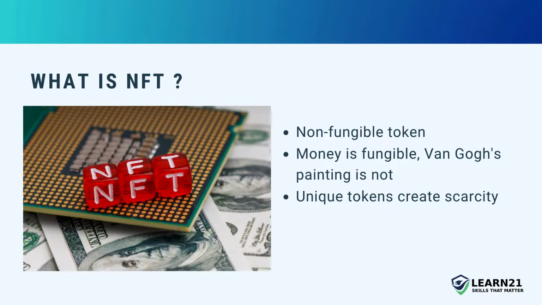But if there is a painting, Van Gogh's painting, which is just one and only one painting in the world, there is no other similar thing which I can exchange. So it's very unique, one and only in the world, and which cannot be interchanged. So the tokens which are such unique are called non-fungible tokens.